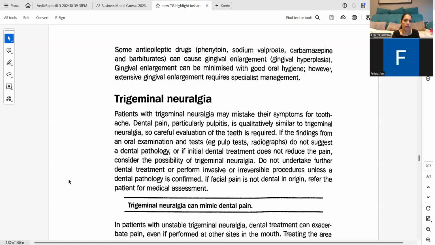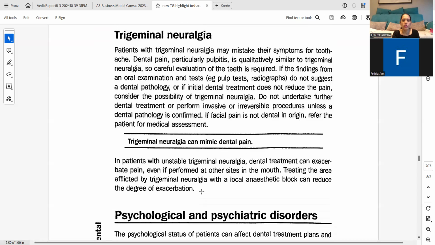Do not undertake further dental treatment or perform invasive or irreversible procedures like RCTs or extractions unless dental pathology is confirmed. If facial pain is not dental in origin, refer the patient for medical assessment. In patients with unstable trigeminal neuralgia, dental treatment can exacerbate pain even if performed at other sites in the mouth.